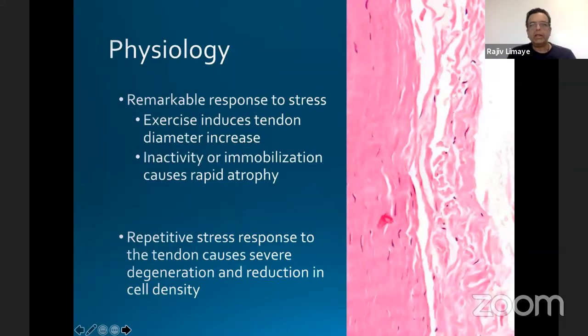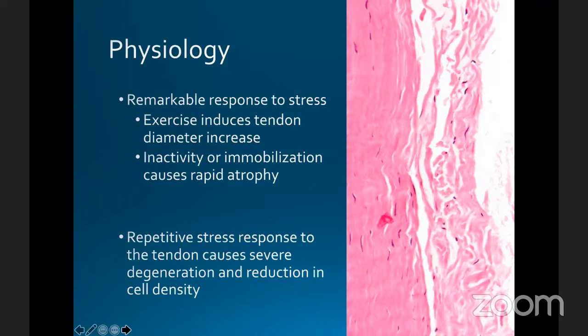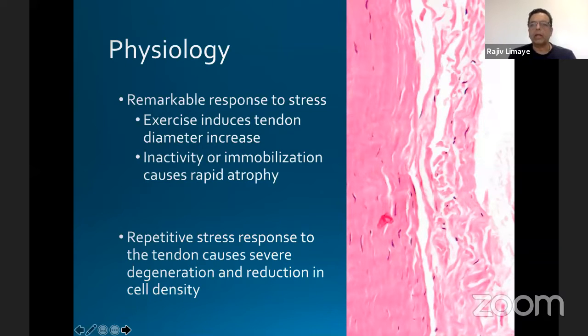So starting with the tendinopathy, we need to know about the physiology of the muscle and tendon. As we are all aware, the muscle and tendon work remarkably well with stress. So any excessive stress on it leads to thickening of the muscle fibers, thickening of the tendon, it increases the activity, and it leads to increased function. However, repetitive stress leads to reduction in the function of the tendon. It leads to reduction of the density of the tendon, and it leads to atrophy of both tendon and muscle.